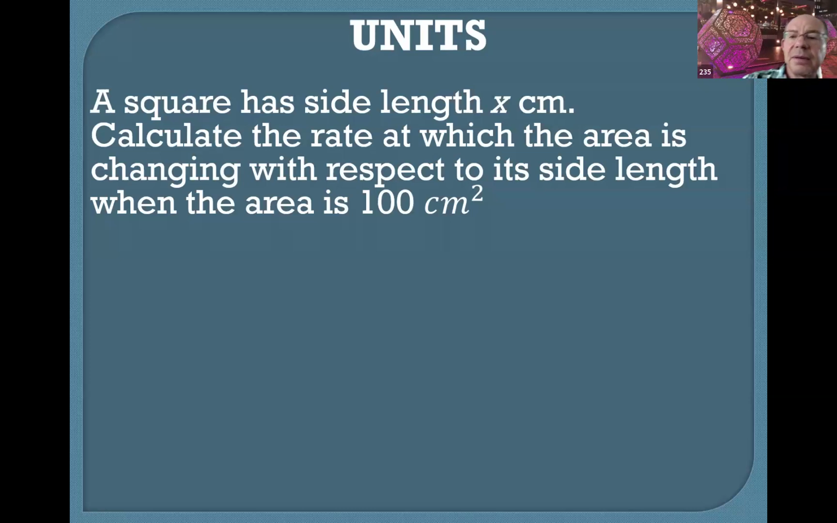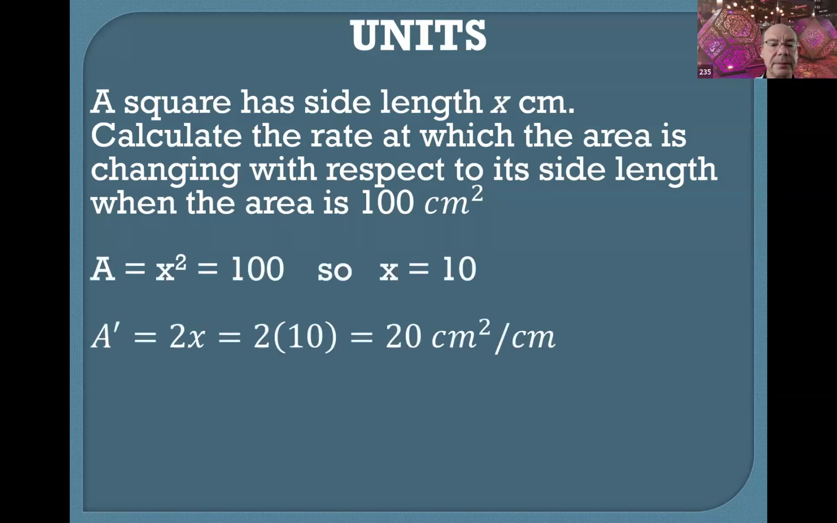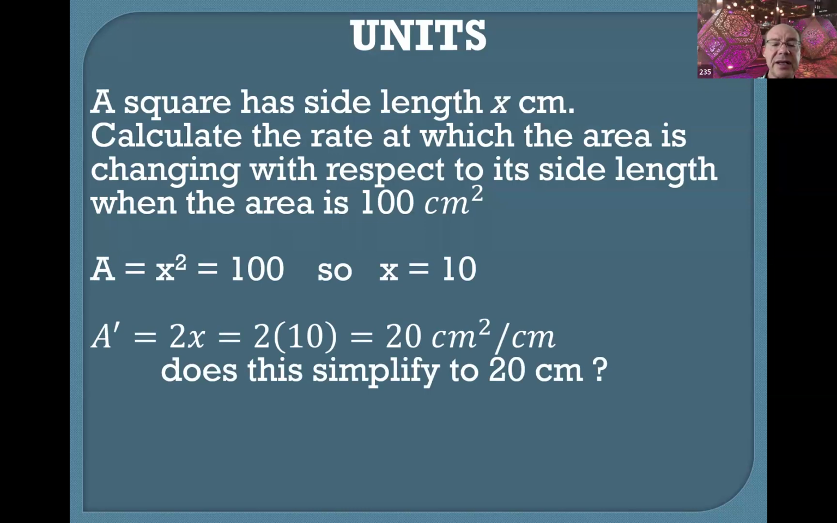Okay, so now using calculus, I've got 20 centimeters squared per centimeter. And per means exactly what we said: per centimeter, at the bottom. So does that simplify to centimeters squared divided by centimeters? Does that just become centimeters then?